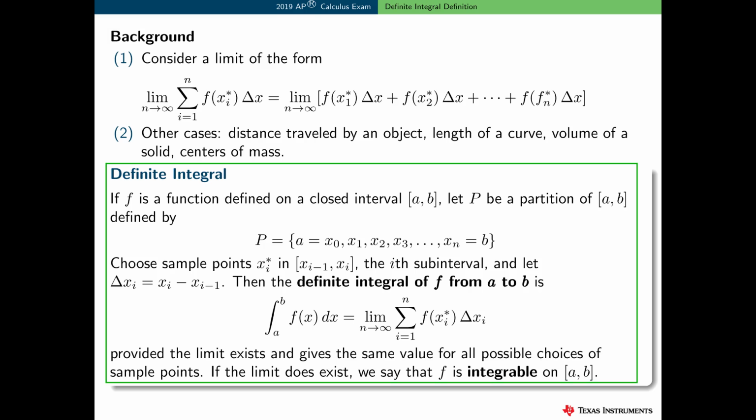Here's the formal definition of the definite integral. If f is a function defined on the closed interval a to b, let's let p be a partition of the interval a to b, defined in the following way. Choose sample points x sub i star in each subinterval, and let delta x sub i be the length of the ith subinterval. Then the definite integral of f from a to b is defined to be this limit, provided that it exists, and gives the same value for all possible choices of sample points. If the limit does exist, we say that f is integrable on the interval a to b.